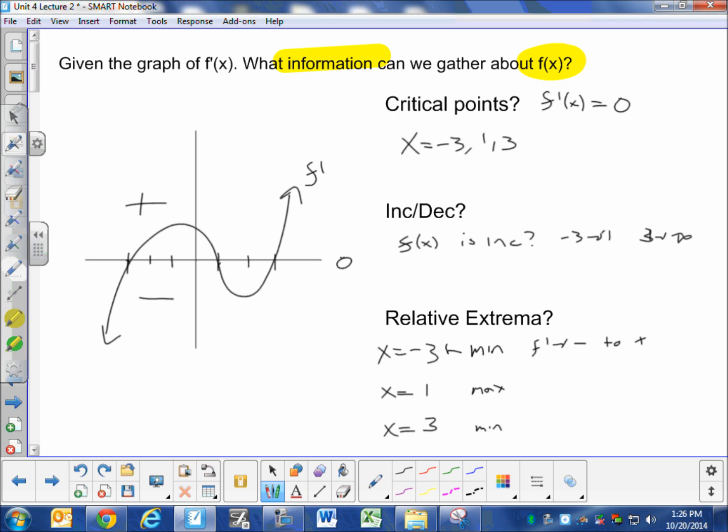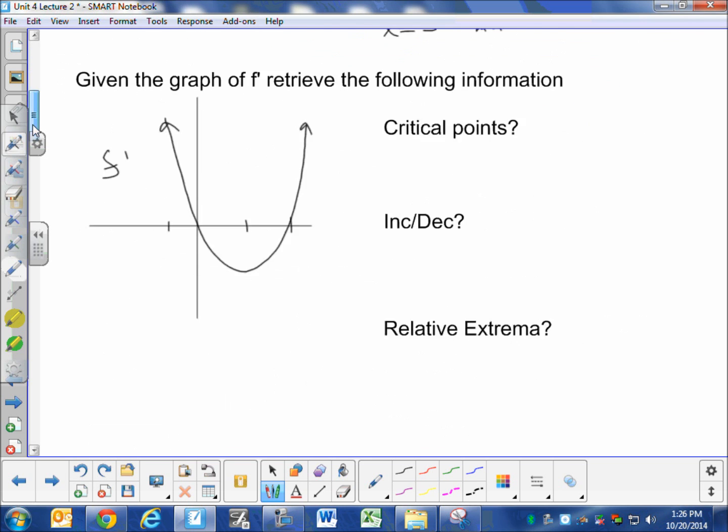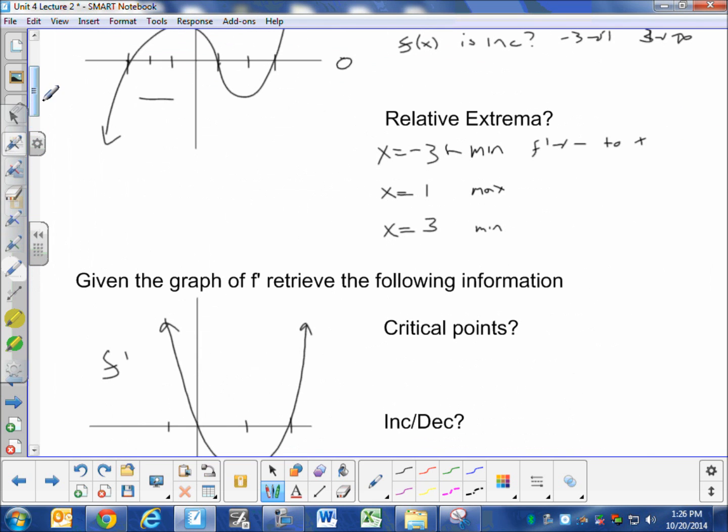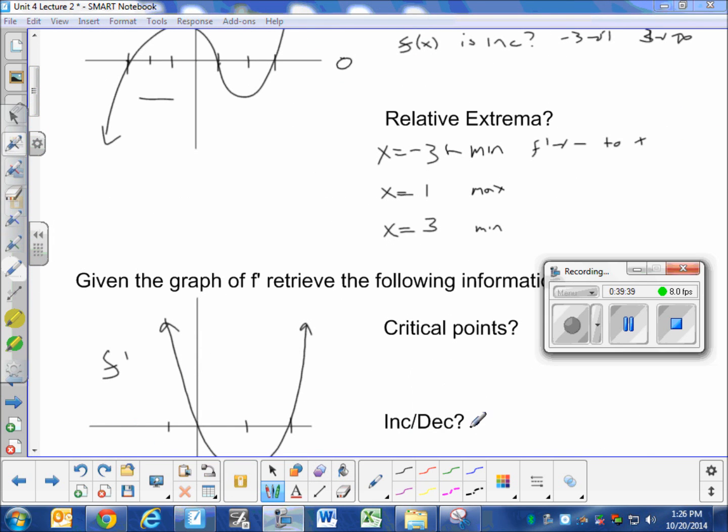I'm going to do a couple more graphs of these so that you can look online and see me do those examples. Those will be important for you to understand. This is the tricky part of this unit, this graph of f prime stuff. All right, thank you.